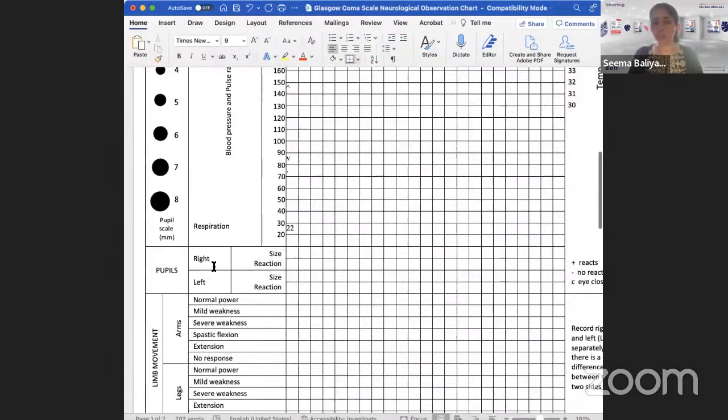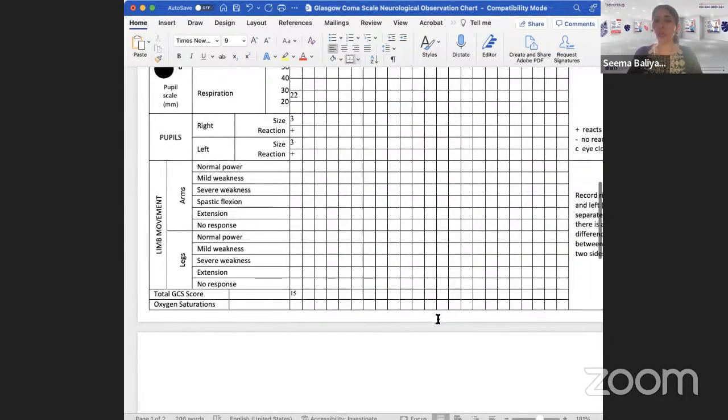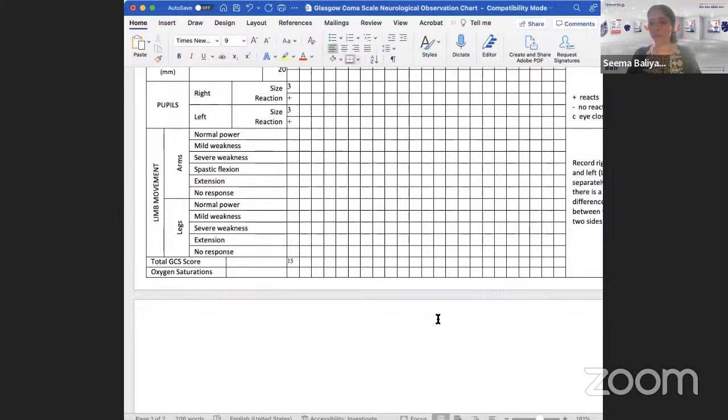So what you can do is, say the right size is 3 and it is reactive because it constricts, so I'm going to put a plus over here. And same on the left side as well. I'll do that one and put a plus over there. So this is how you are going to do your pupils.